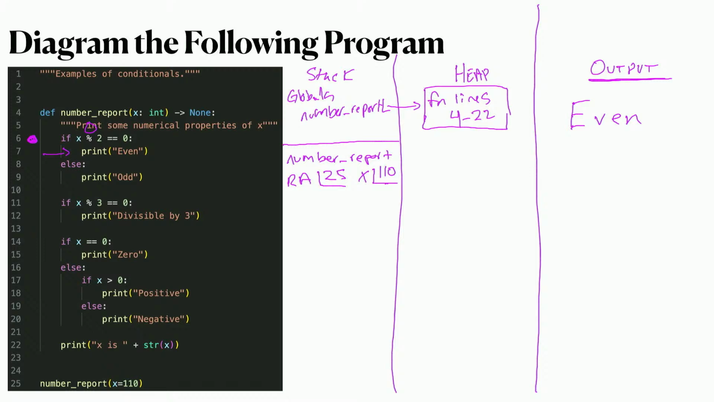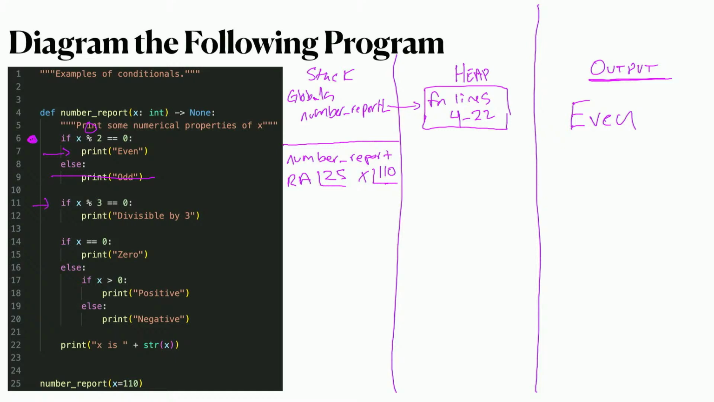Do we print odd? No, right. So we skip over odd, and that's the semantics of it. We don't print odd, because that was in the else branch. So if we have a true expression in the if, we go into the if-then block, we print even, and then we skip over what's in the else block, all right?